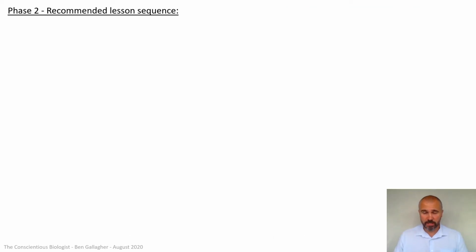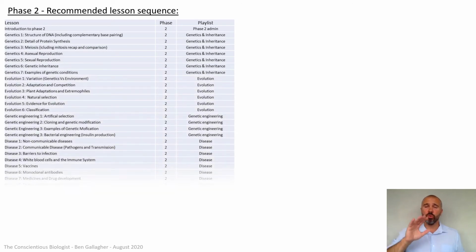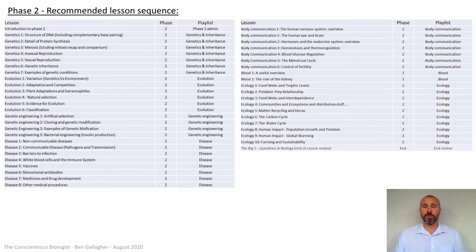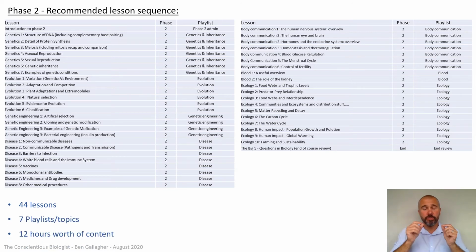So phase 2 does contain more lessons than phase 1, but I don't want that to scare you, but I'm going to put them all up now. So you've got all of these and then all of these as well. So it looks like a lot. That's actually 44 content lessons plus a start and an end one, over 7 playlists or topics, and that covers 12 hours worth of content.